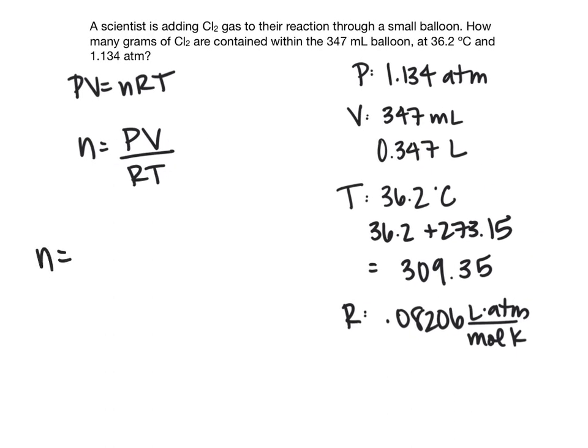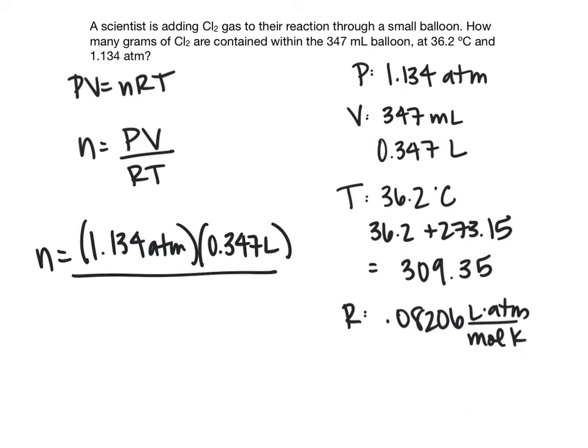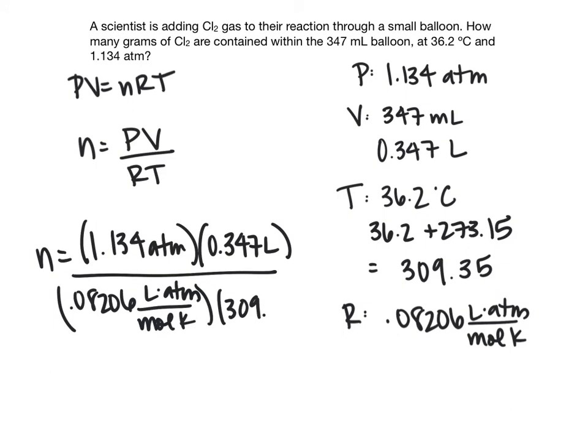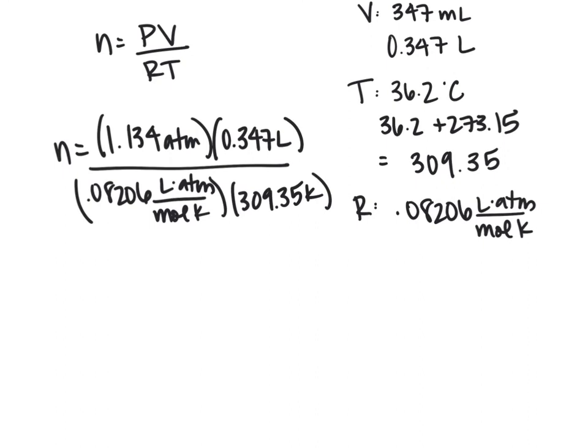So n equals the pressure, which is 1.134 atmospheres, times 0.347 liters, divided by R, which is 0.08206 liters atmospheres per mole Kelvin, and the temperature is 309.35 Kelvin. So when we plug this into our calculator, we can determine that there are 0.015506 moles of chlorine gas.